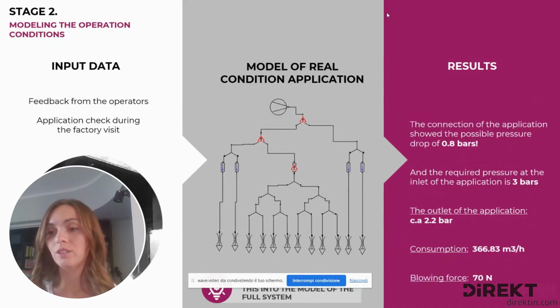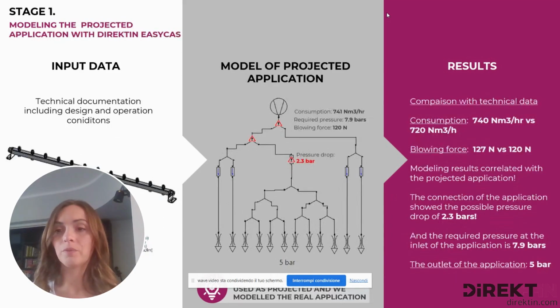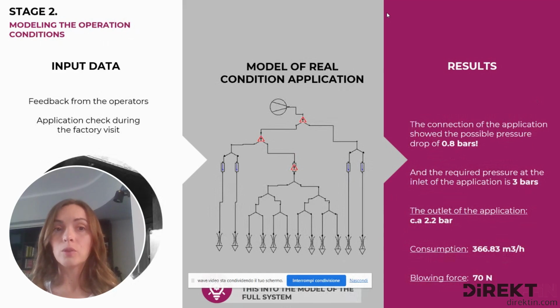So the correlation is very close. The connection of the application showed that the possible pressure drop was 2.3 bar and that we required a pressure at the application of 7.9 bar. That was not actually the case at all in the facility. However, the modeling of the real conditions showed us the following results. The connection of the application still has a pressure drop of about 0.8 bars, and the required pressure at the inlet of the application is around 3 bar. So it was correlating with the measurement data.